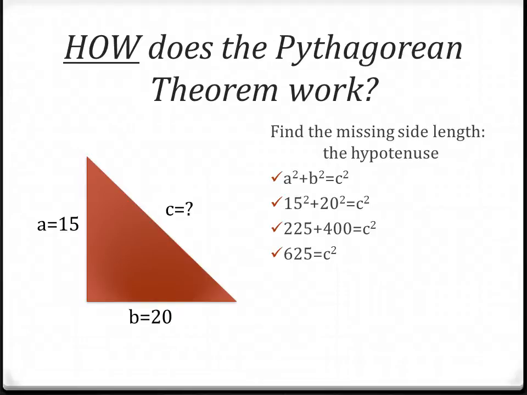So to undo a square, we need to take the square root of both sides. The square root of 625 is 25. So the length of the hypotenuse is 25.